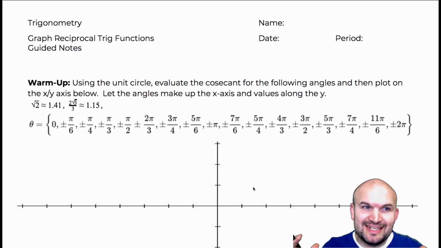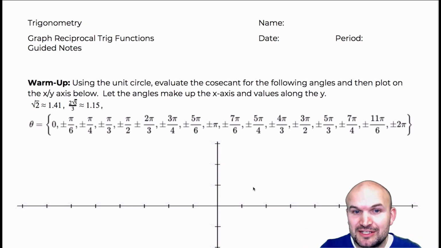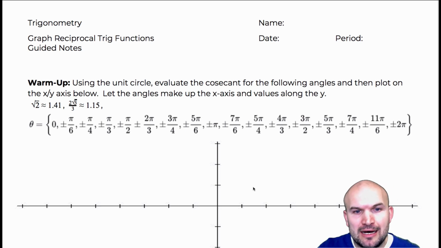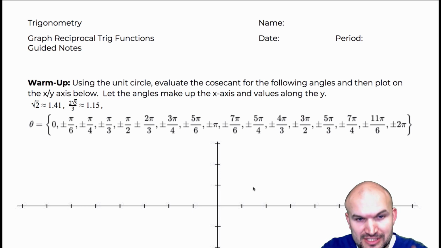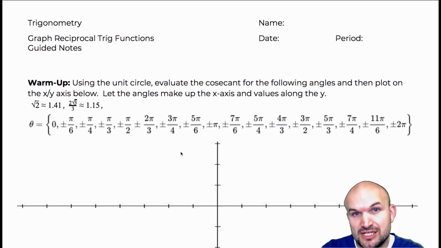All right, welcome everybody to graphing reciprocal trig functions. What we're going to basically do here is look into the graphs of the cosecant, the secant, and the cotangent function, and relate them to their reciprocals of sine, cosine, tangent. In our last unit, we looked at graphing the sine, cosine, tangent, based off of the unit circle, and that's what I devised from here.